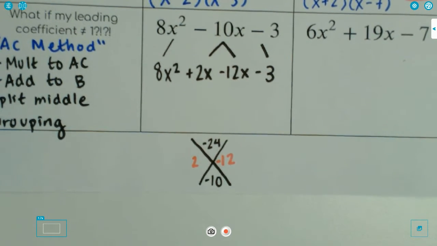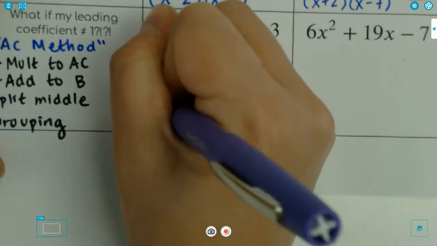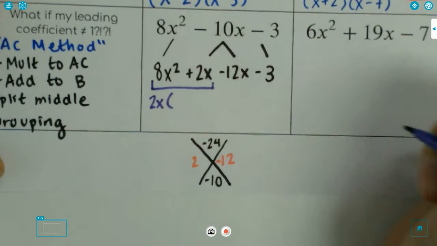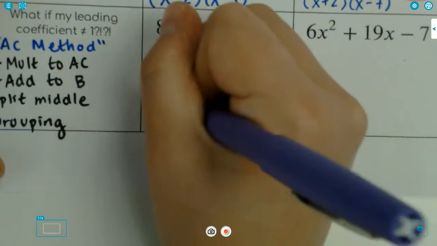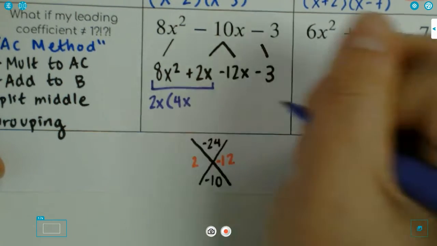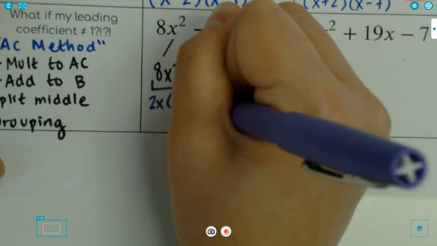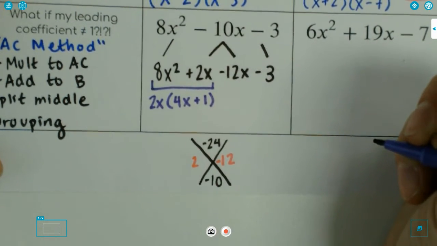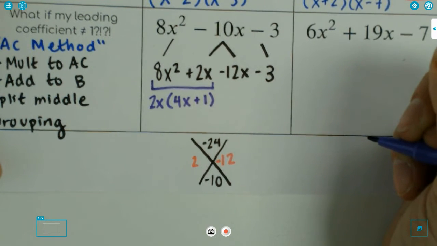So out of 8x squared and 2x, we can pull out 2x. That leaves behind 8 divided by 2 is 4. Leaves behind 1x. And then 2x divided by x is 1. You have to put a 1 there, so you have something to multiply it against if you were to distribute it back in to keep it equivalent.